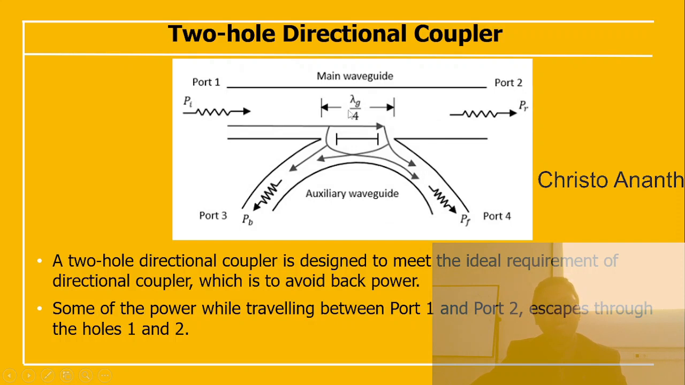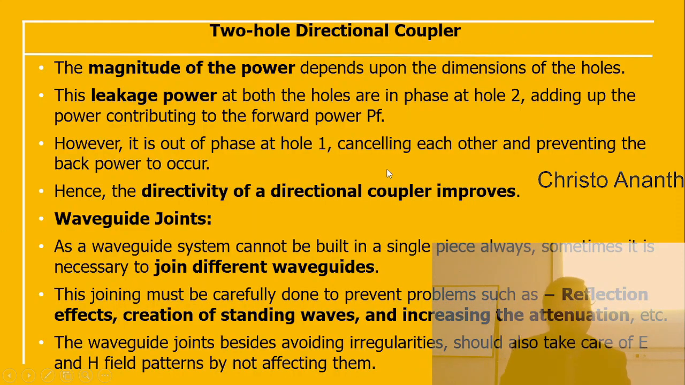The two-hole directional coupler is designed to meet the ideal requirement of the directional coupler, in order to avoid the back power. Some of the power, while traveling between 1 and 2, escapes through holes 1 and 2. The magnitude of the power depends on the dimension of the holes. Leakage power at both holes is in phase at hole 2, adding up to contribute to the forward power PF. However, it is out of phase at hole 1, which means the contributions cancel each other, preventing the back power from occurring. So the directivity of the two-hole directional coupler will generally improve.